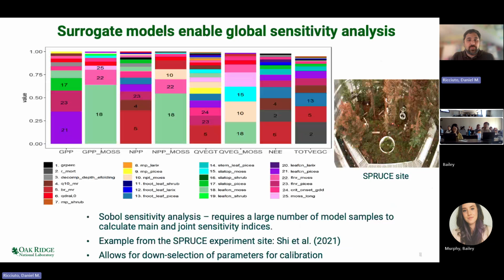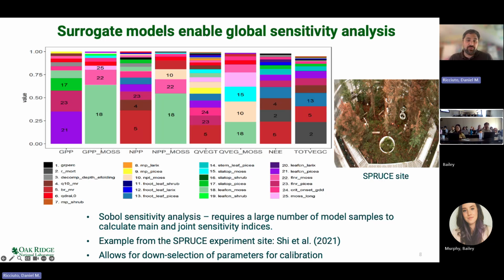So here's an example of global sensitivity analysis. This is one of the things that's enabled by having these surrogate models. These analyses, Sobol sensitivity analyses, generally require a very large number of samples from the model, in which we might want to calculate main or joint sensitivity indices for model parameters.